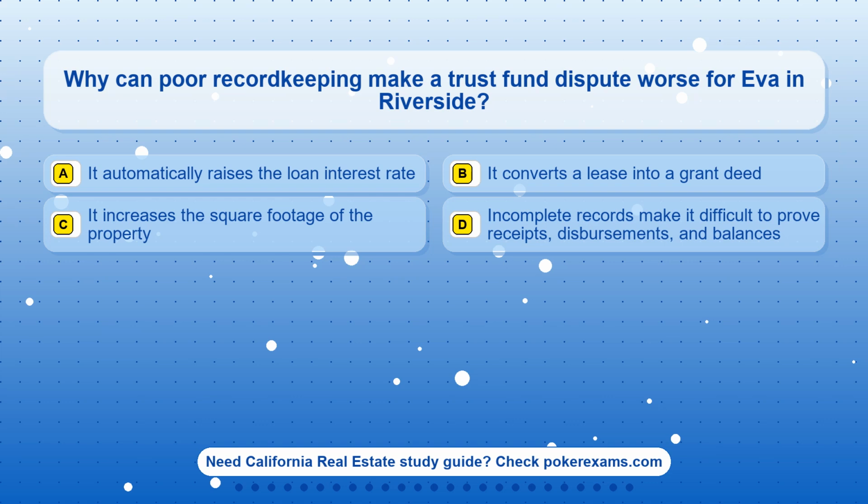Question 19. Why can poor record keeping make a trust fund dispute worse for Eva in Riverside? Option A, it automatically raises the loan interest rate. Option B, it converts a lease into a grant deed. Option C, it increases the square footage of the property. Option D, incomplete records make it difficult to prove receipts, disbursements, and balances.